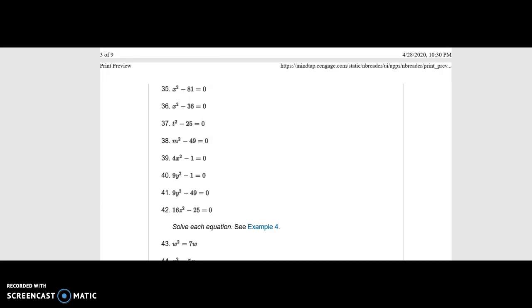I feel like on Delta Math, one of them comes like 35. Instead of it being already set equal to 0, it looks like this. X squared equals 81. And then you bring it to one side and get x squared minus 81 equals 0. Subtract 81 from both sides. I'm working 35 for you. How do I factor a difference of 2 squares? X plus 9, x minus 9.